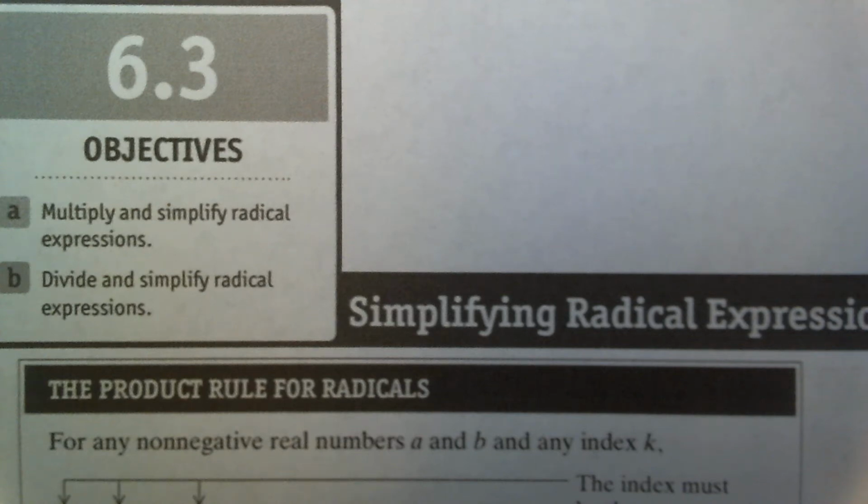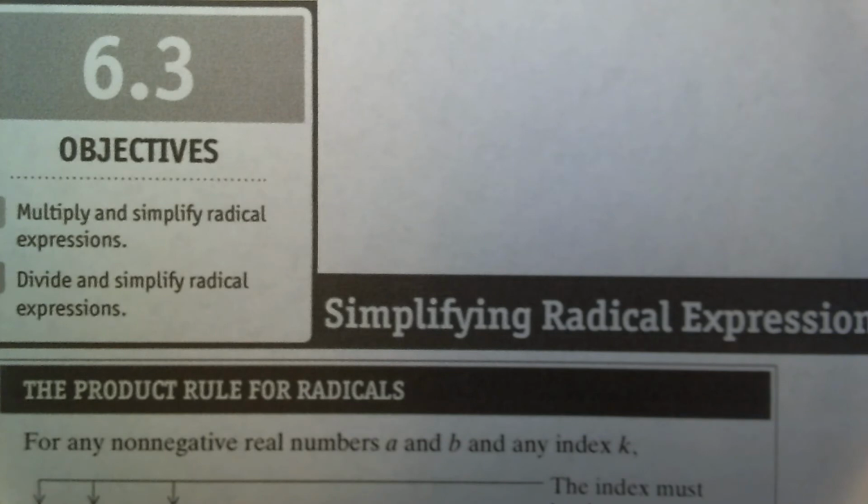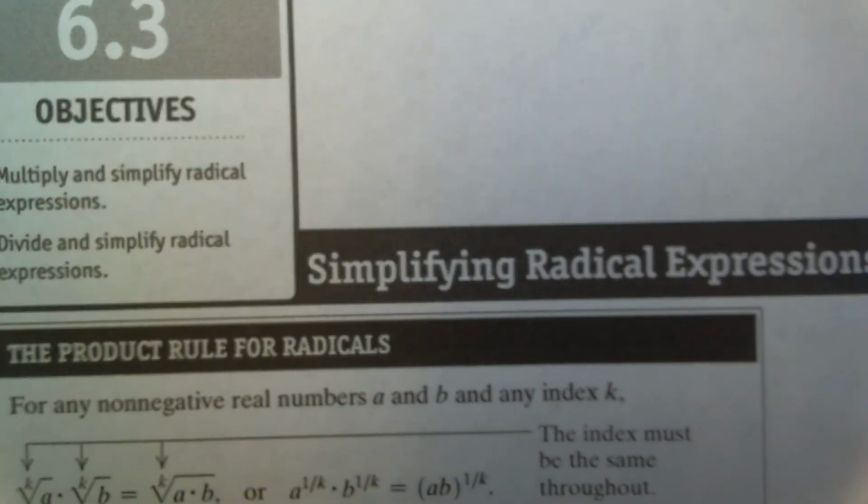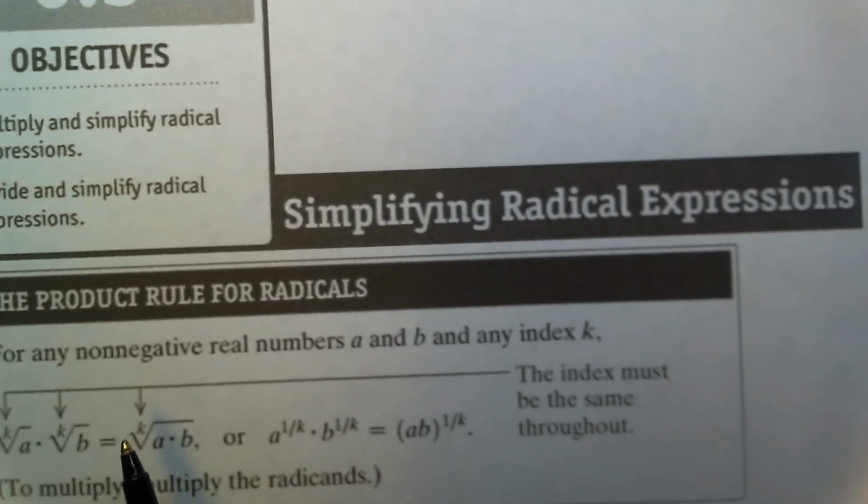In section 6.3, we are simplifying radical expressions, and there are two objectives: to multiply and simplify radical expressions, and then in part B, we divide and simplify radical expressions. So the basis for that is the product rule for radicals.